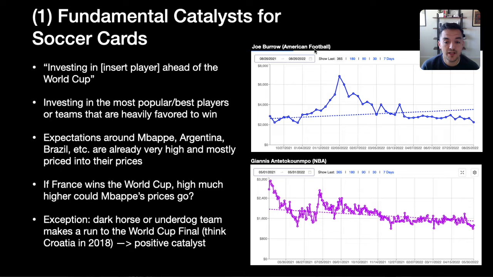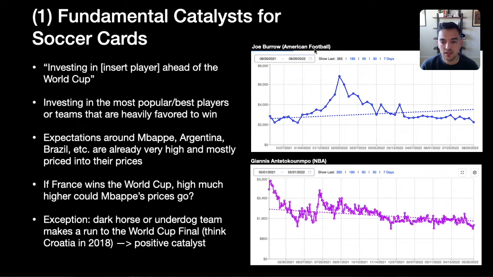I mean, even if France wins the World Cup, what happens to Kylian Mbappe's prices? I imagine there's probably some bump, but I think a lot of the expectations for him are already priced in. And what I mean by that is I don't think his price is 5x if France wins a World Cup, because he's already sort of expected to contend and win multiple World Cups over the course of his career.